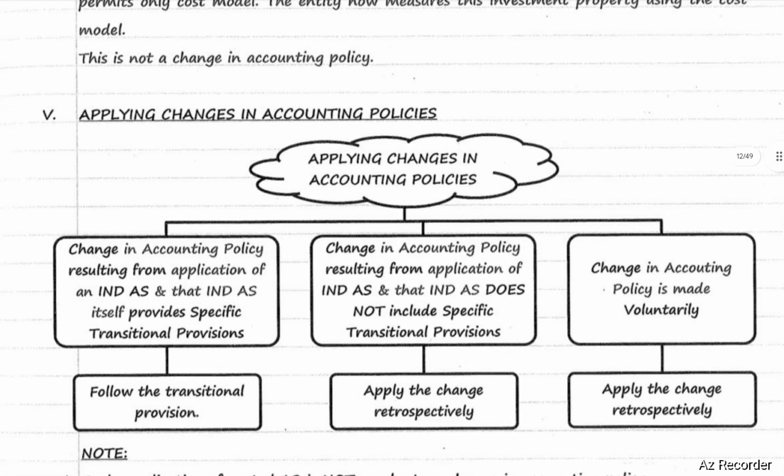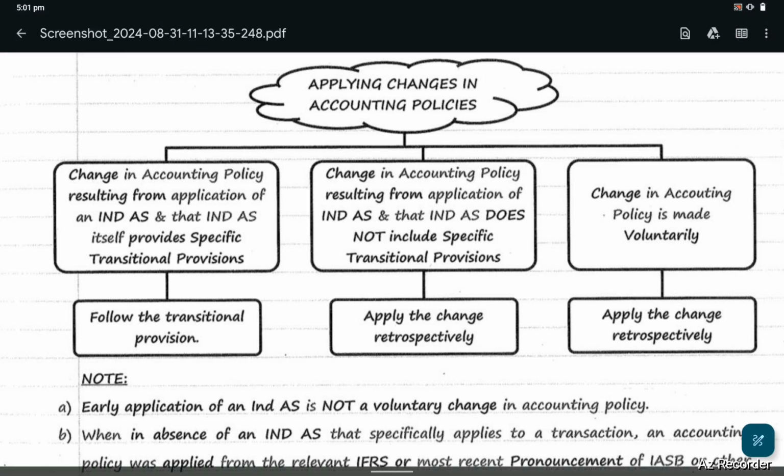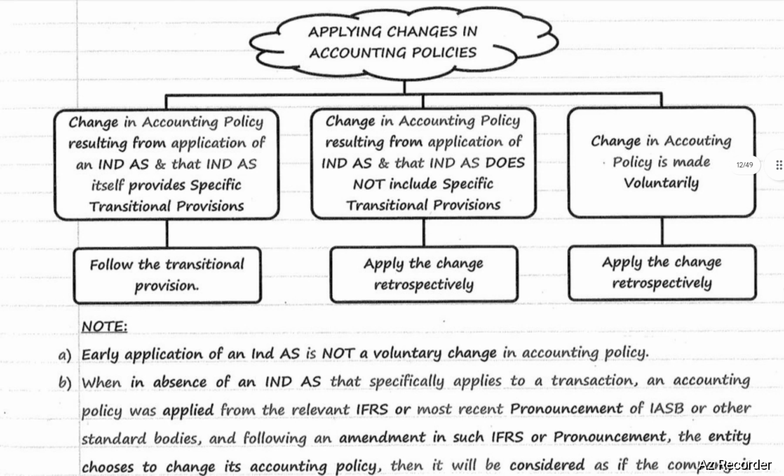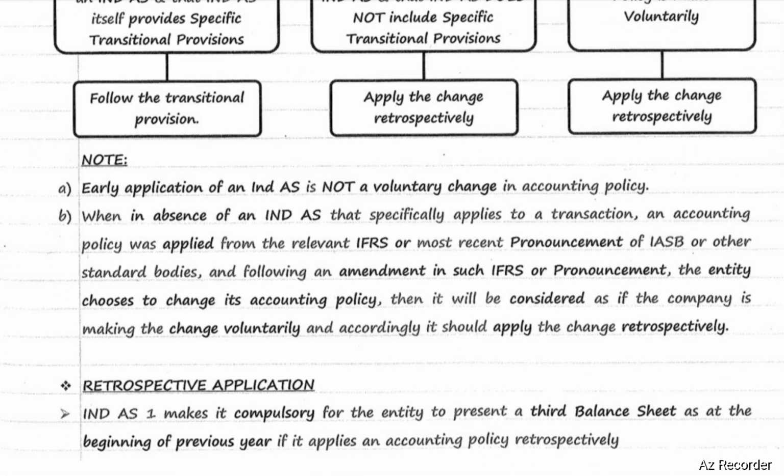Next, applying changes in accounting policies. First one, change in accounting policy resulting from application of an Ind AS, and that Ind AS itself provides specific transitional provisions. Follow the transitional provision. Second, change in accounting policy resulting from application of an Ind AS, and that Ind AS does not include specific transitional provisions. Apply the change retrospectively. Change in accounting policy is made voluntarily, apply the change retrospectively. Earlier application of an Ind AS is not a voluntary change in accounting policy.